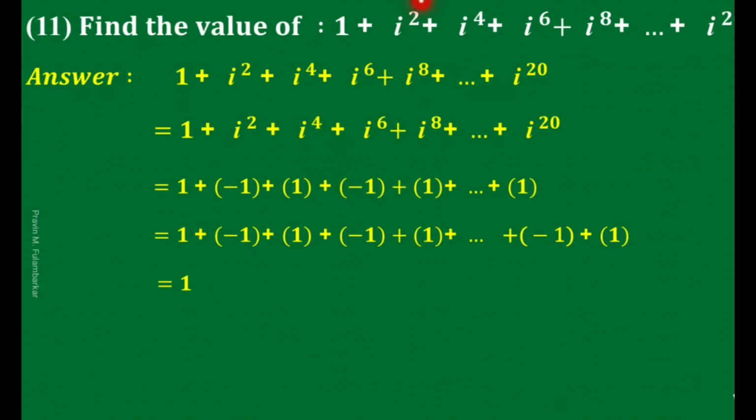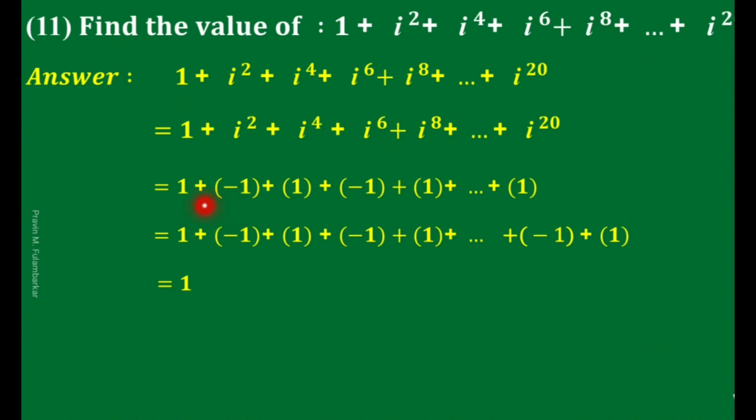we write the values: i square as minus 1, i raised to the power 4 as 1. For i raised to the power 6, we write i square into i raised to the power 4; i square is minus 1, so we directly write minus 1. i raised to the power 8 we get 1. Similarly i raised to the power 20, that is 4 fives are 20, which we already calculated, so we get 1.